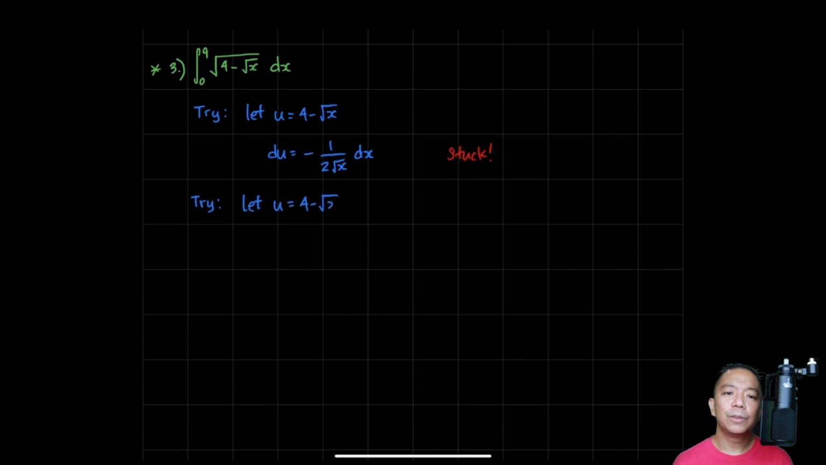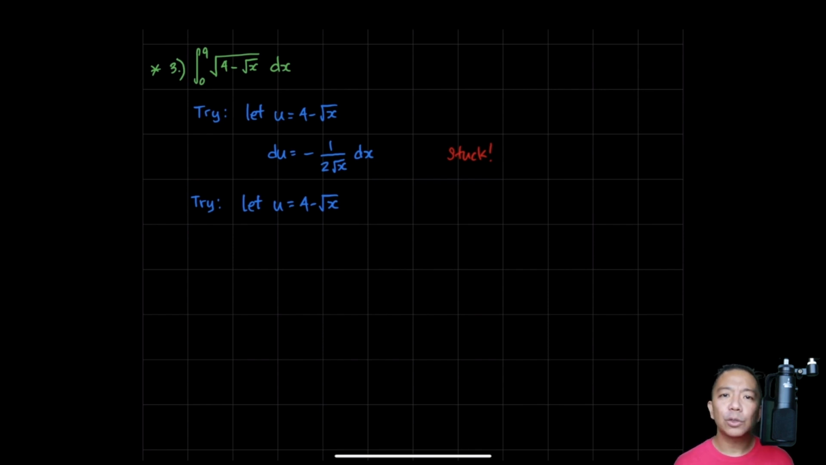Isip ako ng ibang u. Well, actually, wala naman akong maiisip na ibang u. Kasi ang pinaka-logical talagang gamitin na u na isi-simplify yung expression natin into something familiar is yung 4 minus square root of x. Ang babaguhin natin ngayon ay yung paraan kung paano hanapin yung du.